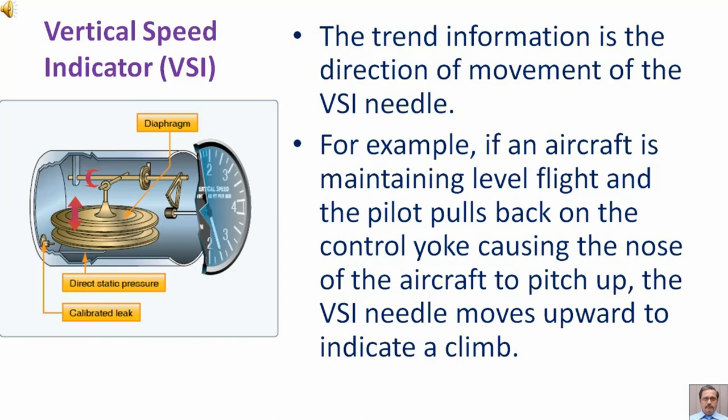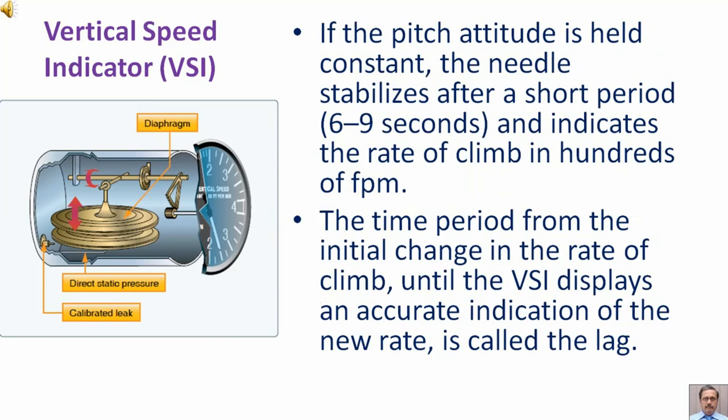For example, if an aircraft is maintaining level flight and the pilot pulls back on the control yoke, causing the nose of the aircraft to pitch up, the VSI needle moves upward to indicate a climb. If the pitch attitude is held constant, the needle stabilizes after a short period, that is 6 to 9 seconds, and indicates the rate of climb in hundreds of feet per minute.